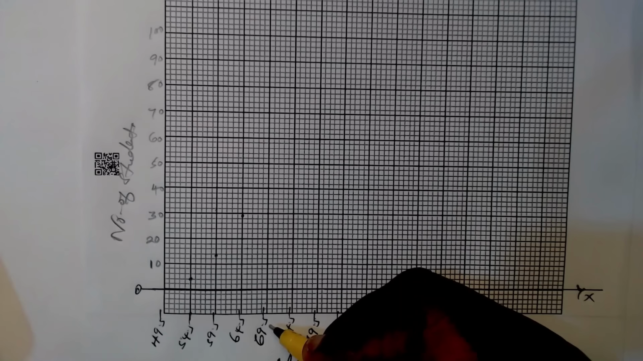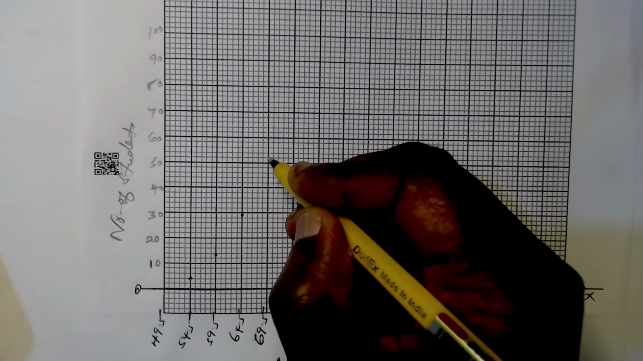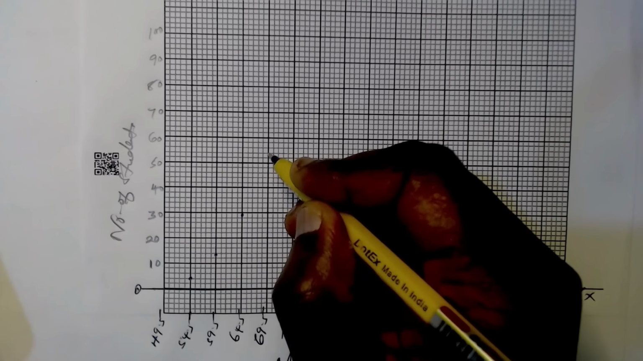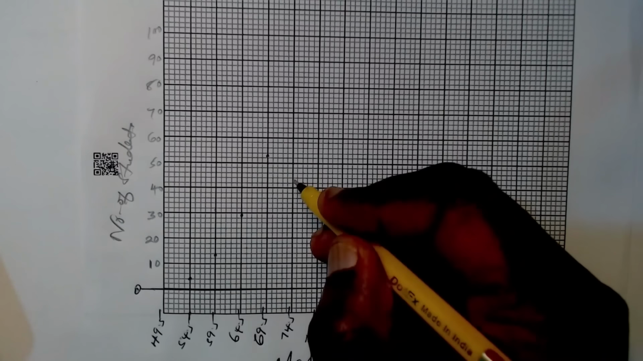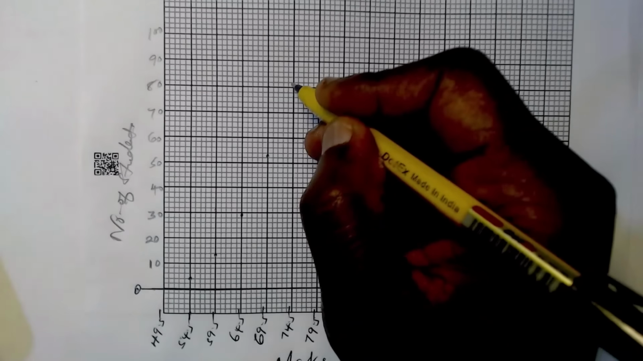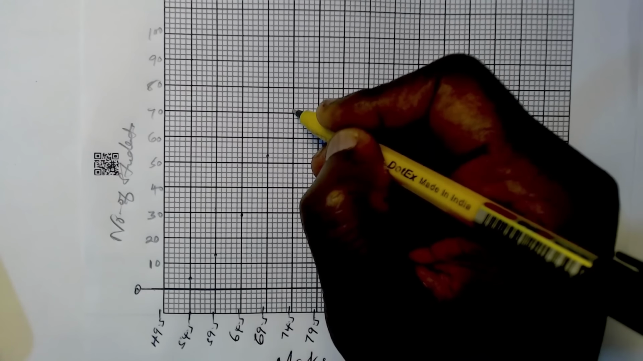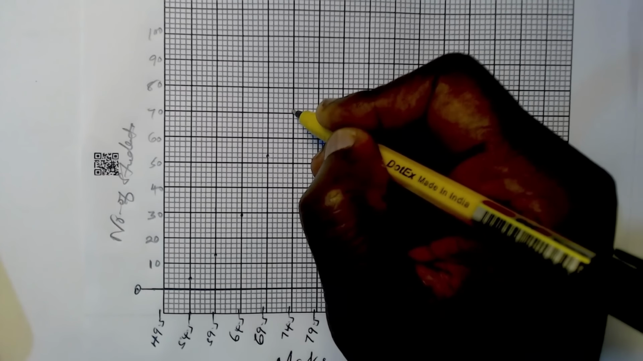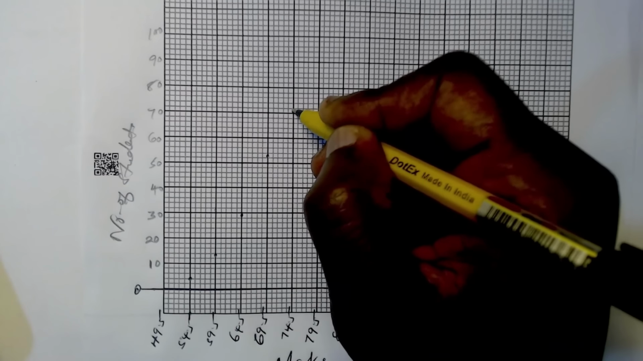So the next one is 69.5. 69.5 is 53. 52 is there, so 53 is here. Then 74.5, 71. 74.5, we have 71, so 71 is here. Number one small square represents 2 for my case.